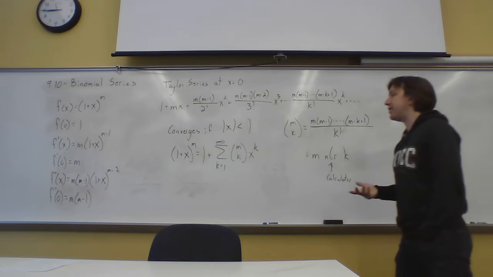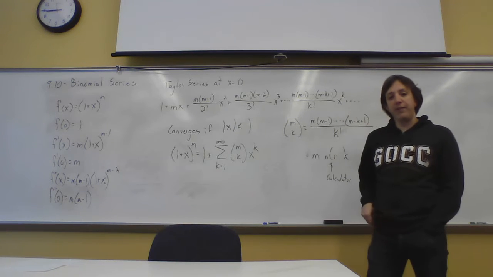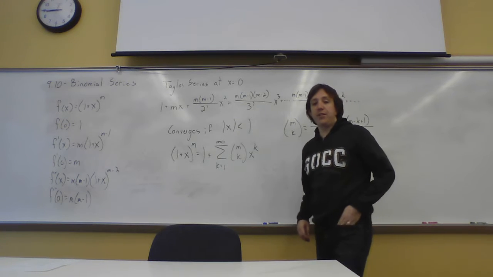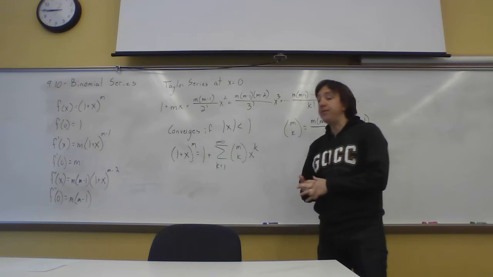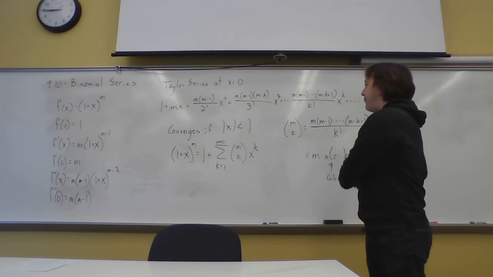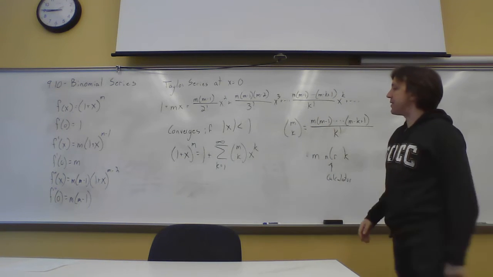Now this is a series that will converge if the absolute value of x is less than 1. That works out by a ratio test just fine. So if you need to, you can go back and try and convince yourself of that. Anyway, it converges if the absolute value of x is less than 1.